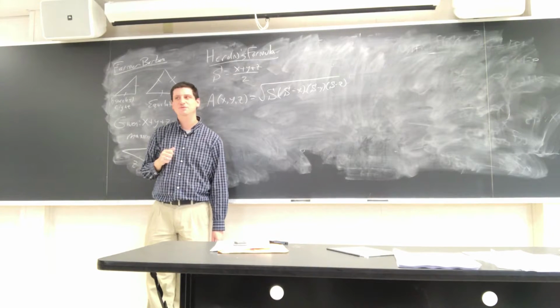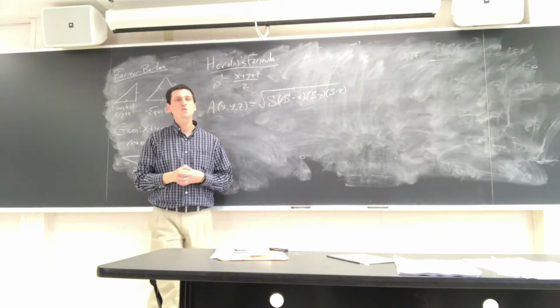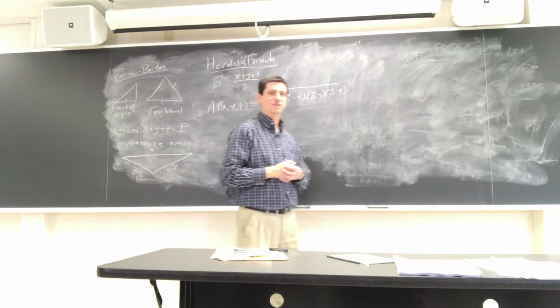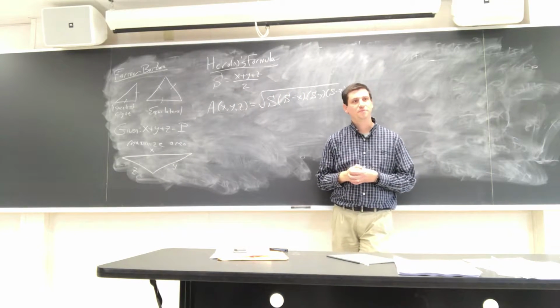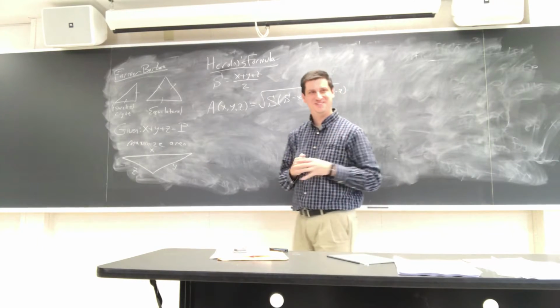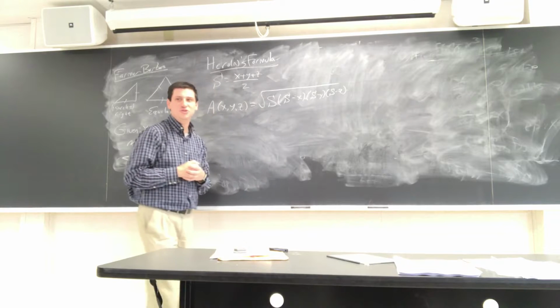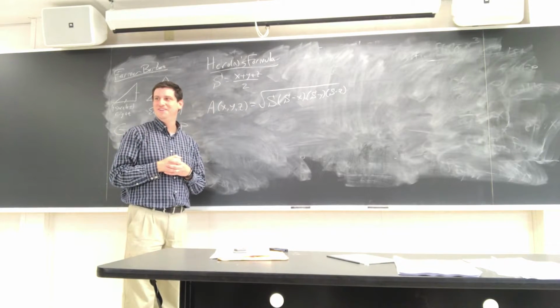Does anybody remember this formula, or does at least something like this look familiar? How can we check and see if I've remembered it correctly? What do I know related to triangles? Are there any triangles whose sides I know and I know the area? The right triangle. Which one? 3, 4, 5.